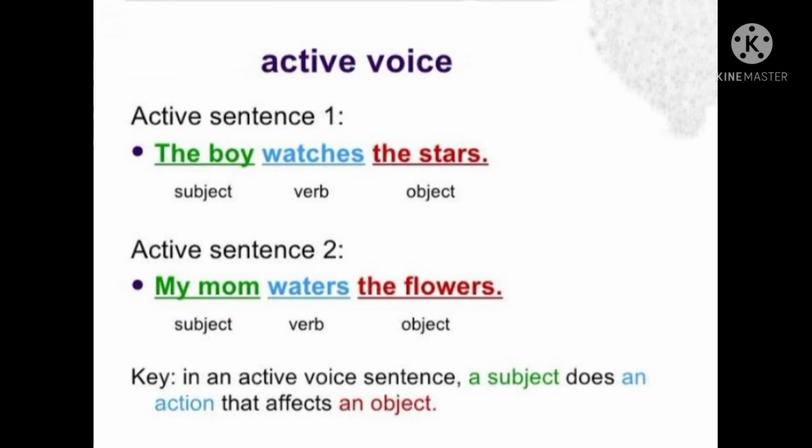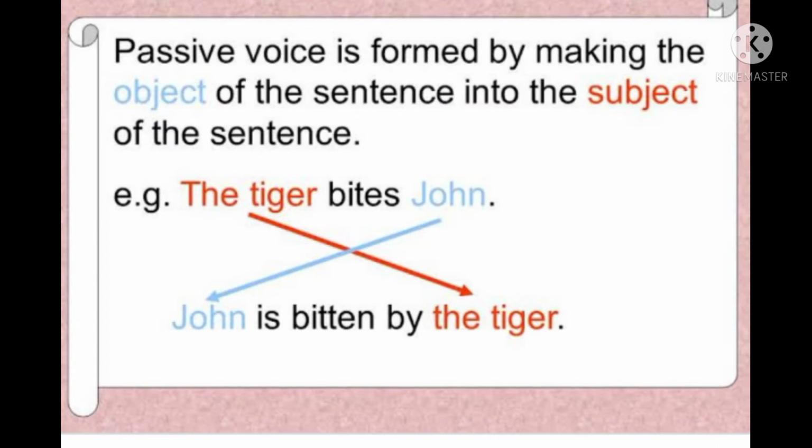In an active voice sentence, a subject does the action that affects an object. Okay, my dears. I think now you are clear with active voice. Now, let us discuss what is passive voice. Passive voice is formed by making the object of the sentence into the subject of the sentence.